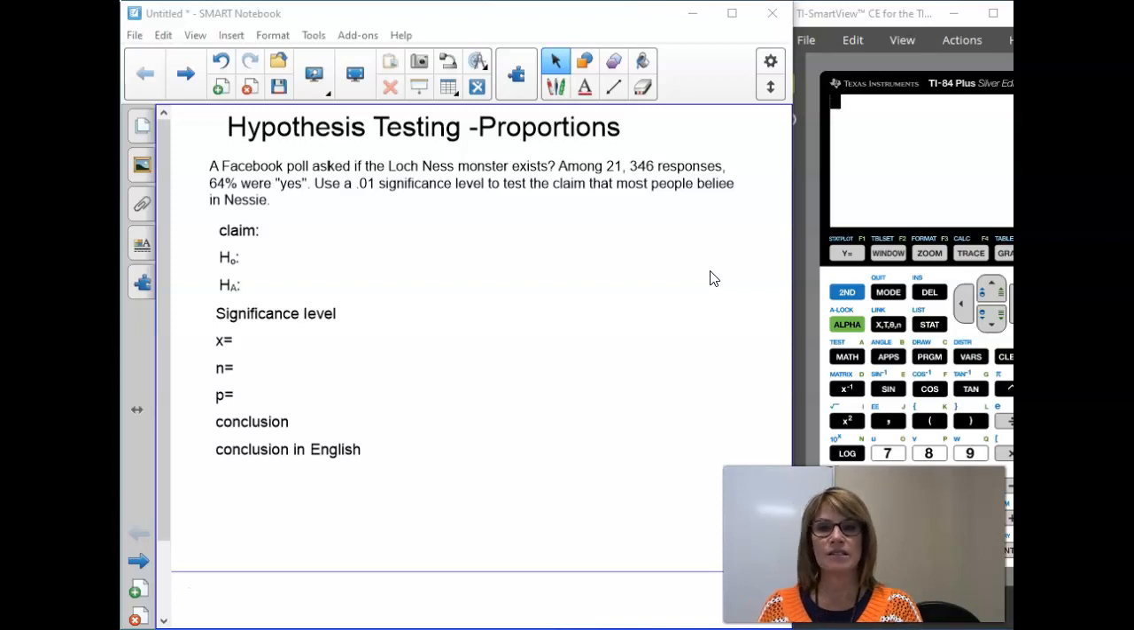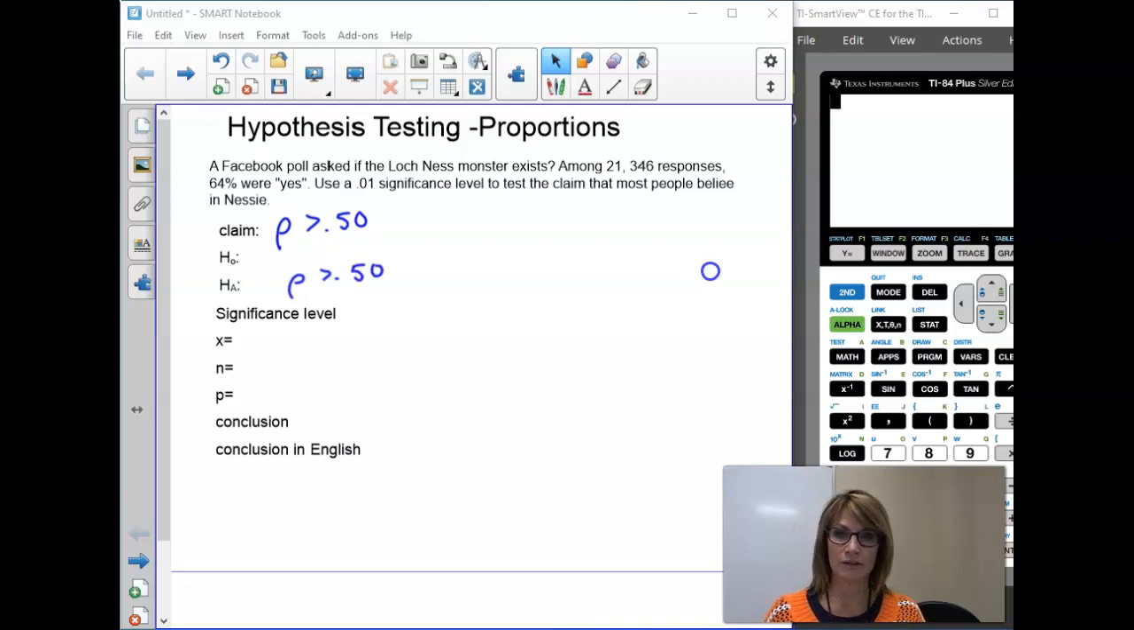Okay, so our claim is that most people believe. So that would mean that most would be more than half. So we'll do more than 50%. Since it doesn't have an equality, that will be our alternative.